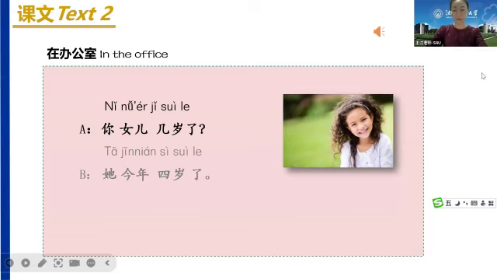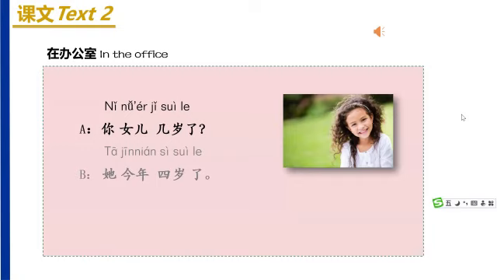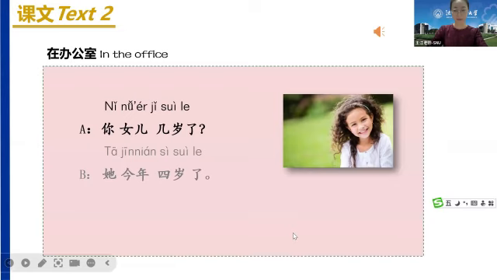2， Text 2. 你女儿几岁了？ 她今年4岁了。New words. 女儿 女儿 几 几 岁 岁 了？ 了？ 今年 今年。Okay, text 2.